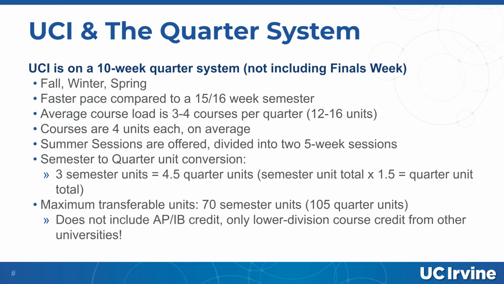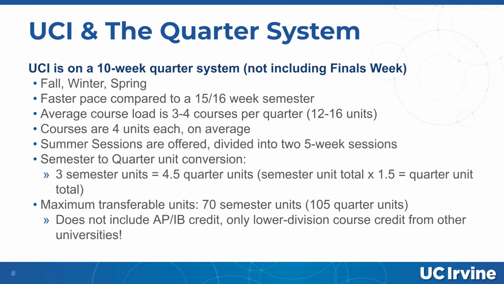Many students transitioning to UCI may be accustomed to a semester system, which typically spans 15 to 16 weeks. UCI operates on a 10-week quarter system, not including finals week, which serves as the unofficial 11th week of the quarter. The academic year is divided into 3 quarters: fall, winter, and spring. Because quarters are shorter than semesters, the pace of coursework is accelerated accordingly.